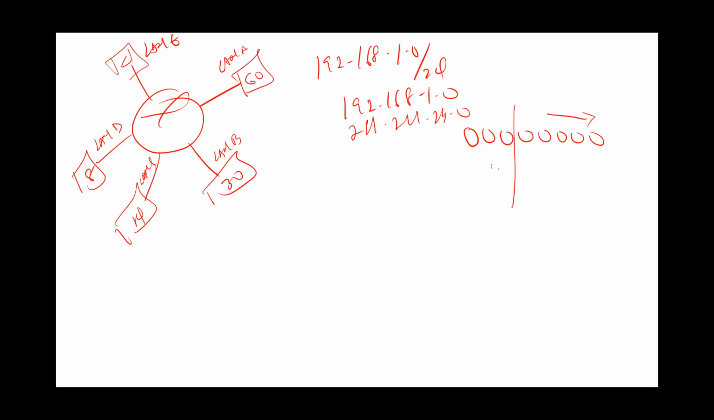3 bits, 2 raised to power 3 will be 8. The leftover will be 2 raised to power 5. And this will create 32 addresses per subnet. I cannot take care of a network of 60. So I don't have a choice. I have to stay with 2.